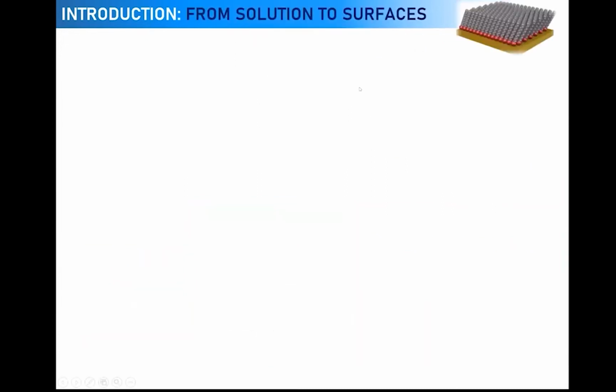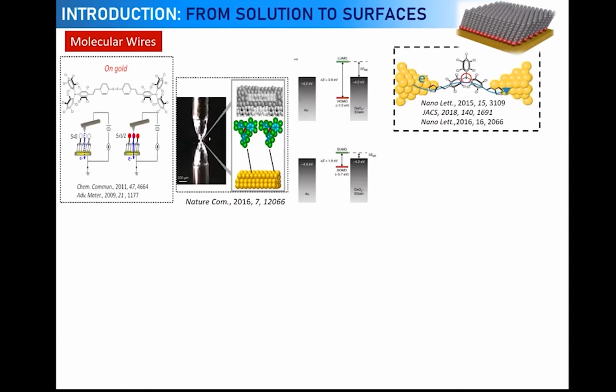So basically, in the last decade, I would say, we have put a lot of effort into transferring the properties we knew from solution towards the surface, with the idea to implement and exploit them in electronic or electrical devices. So let me show some examples here. We have investigated these radicals forming self-assembled monolayers on conducting electrodes as molecular wires.